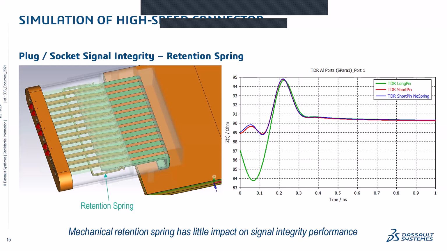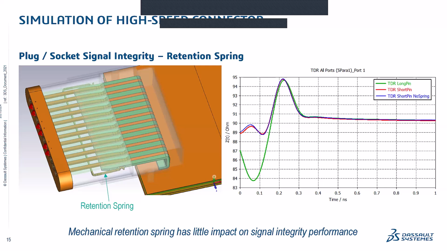Of course, as soon as he mentioned that, I thought, oh, that might have some impact on the signal integrity performance, especially because the retention spring was going to be metallic, and any metallic object, as most of us know, could have a big impact on the electromagnetic fields. So it's very difficult to guess without doing simulation: would this retention spring have any influence or not?